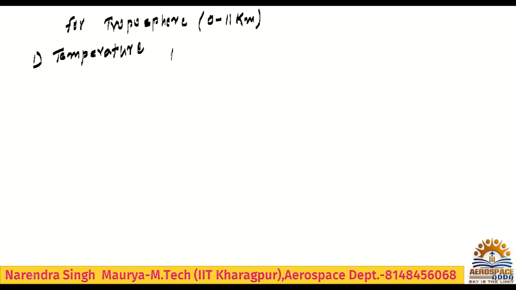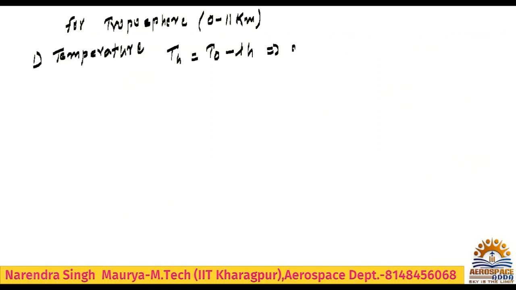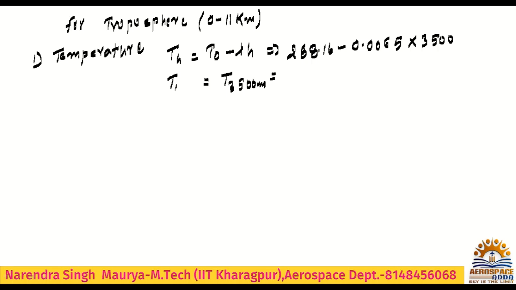If you want to calculate temperature at any altitude, then the formula will be T naught minus lambda h. Like here T naught is given, how much is it given? It is given 288.16. So 288.16 minus lapse rate, I told you 0.0065 Kelvin per meter, and how much meter is H? It is 3500 meter. So now you can calculate temperature at 3500 meter, which is nothing but TH.